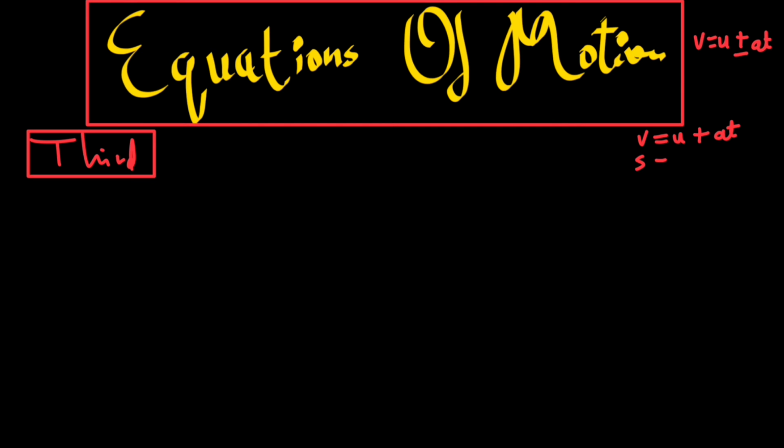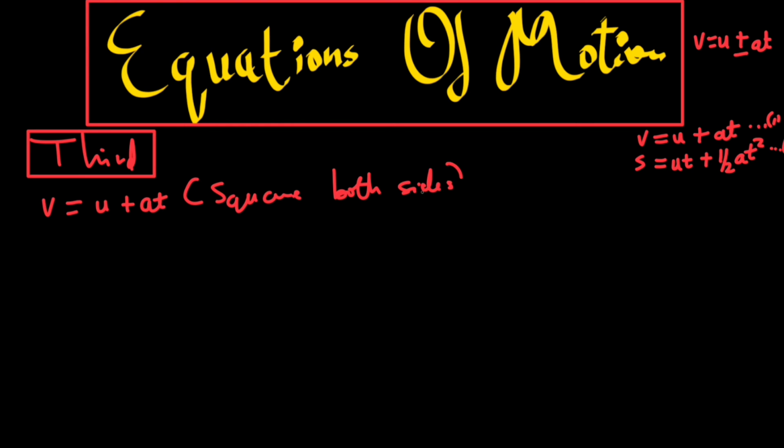And then the second equation of motion is s equals u times time, that's initial velocity times time, plus half at squared. So we're going to revisit equation 1 and equation 2 right about now. For equation 1, we have v equals u plus at. Now what if we square both sides? You'd end up with v squared equals u plus at, all squared.